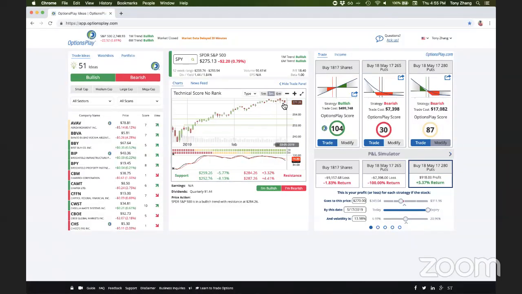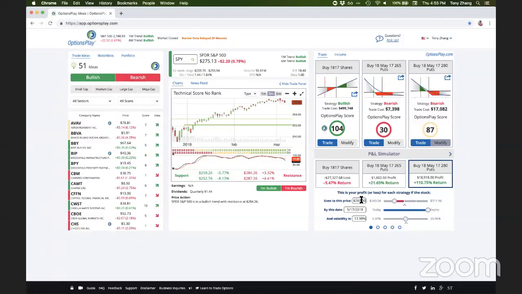So we talked about, if we do get a pullback, I think 260 is probably a realistic level. It's about a 5% correction. I think that's a healthy correction for a market that's done nothing except move straight higher for the 3 months prior. So I think 260 is probably more of a realistic move.